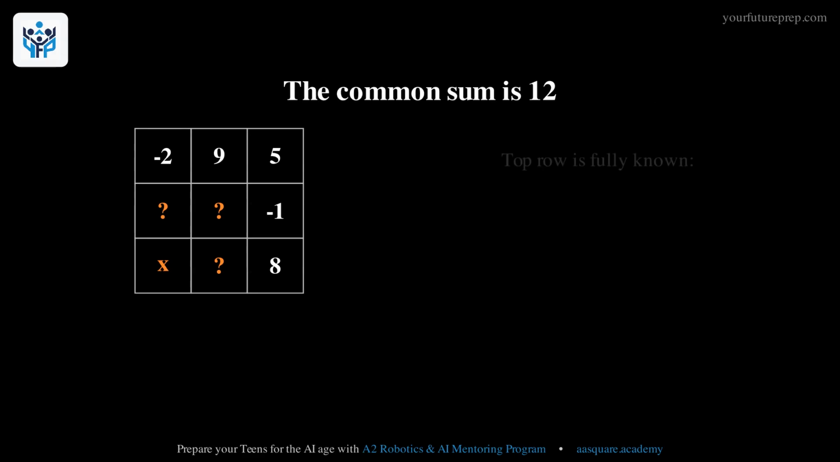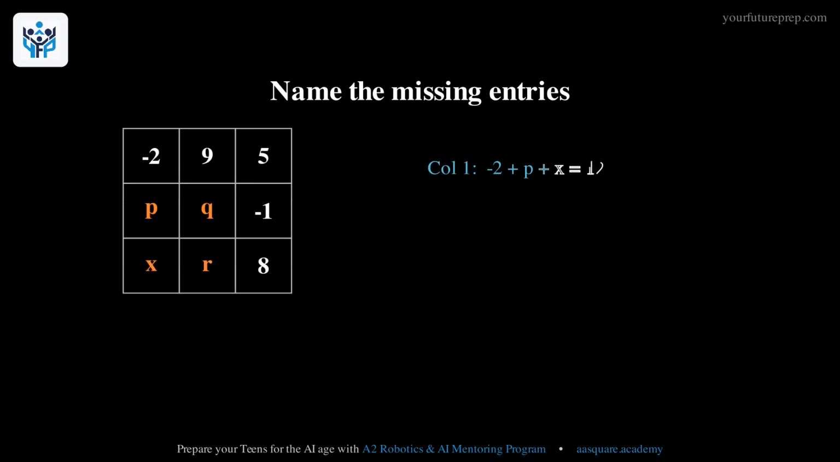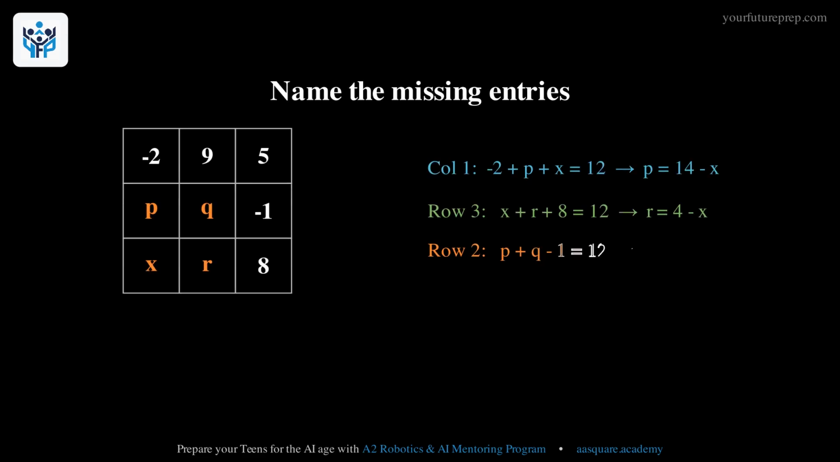Start with the top row. Since all 3 of its entries are known, -2 plus 9 plus 5 equals 12. Because every row and every column shares the same sum, that common sum must be 12. Now name the 4 missing numbers. Call the middle left entry P, the middle center entry Q, and the bottom center entry R. The bottom left entry is x.